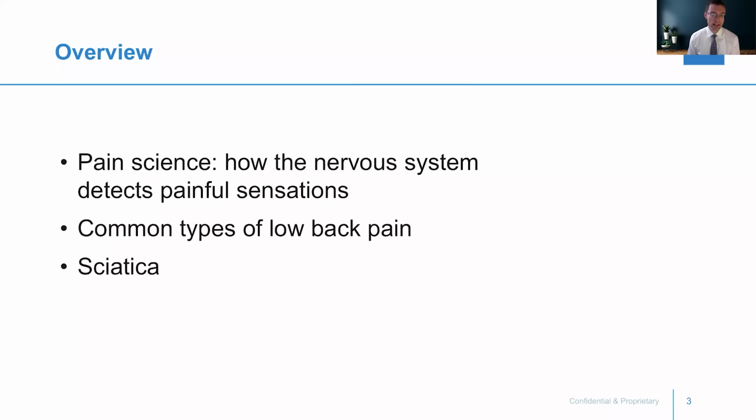So in the talk today, I'll be giving a brief overview of some of the scientific aspects of pain, how the nervous system detects and responds to painful sensations. Then, mainly from an anatomy standpoint, I'll be talking about common types of low back pain, as well as sciatica, pain radiating down the leg.